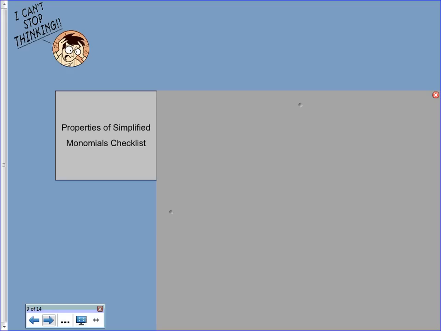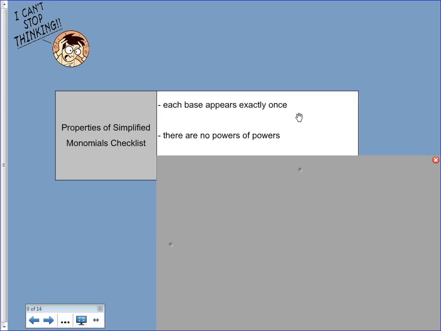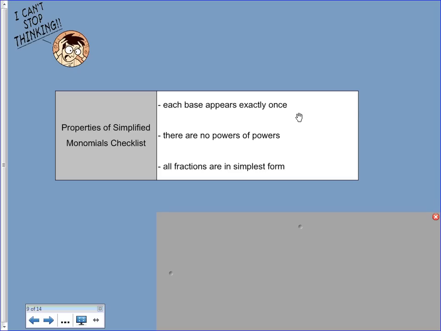All right, this is kind of our checklist. So when we're going through these are the things we want to make sure are happening before we move on to the next problem. First of all, we want to make sure that each base appears exactly once. That means there's only one x. And it could be raised to a power, but there's only one of them. There's only one y. There's only one a. They can all be raised to a power, but they're only written once.